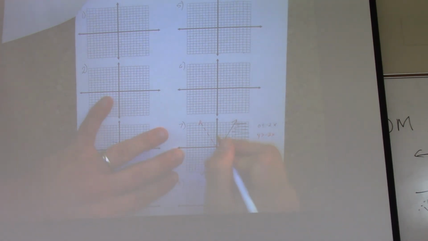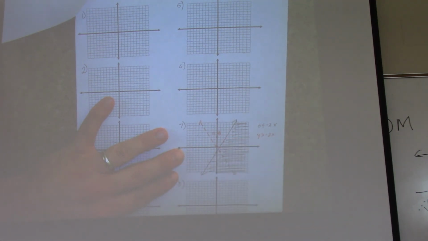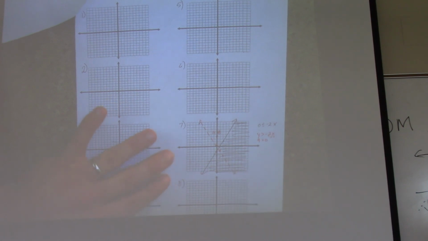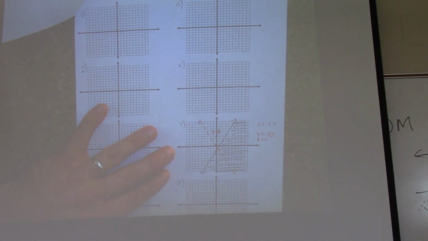So let's plug in this point right here. Let's put a dot at 0, 4. I'm going to test 0, 4. So 0, 4 means the y value is 4. The x value is 0. -2 times 0 would of course give me 0. Is 4 greater than 0? Yes, it is. What does that mean? Which way do I shade? Towards the point that works, right? If that works, then that's the way I shade.